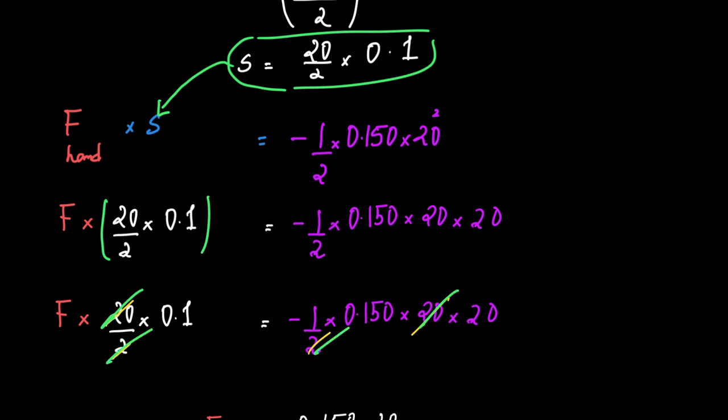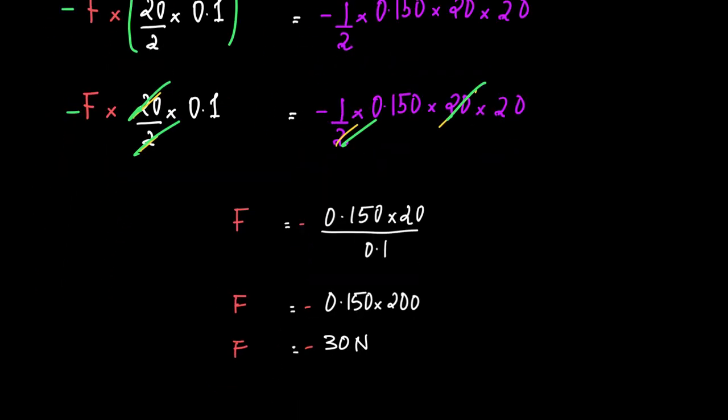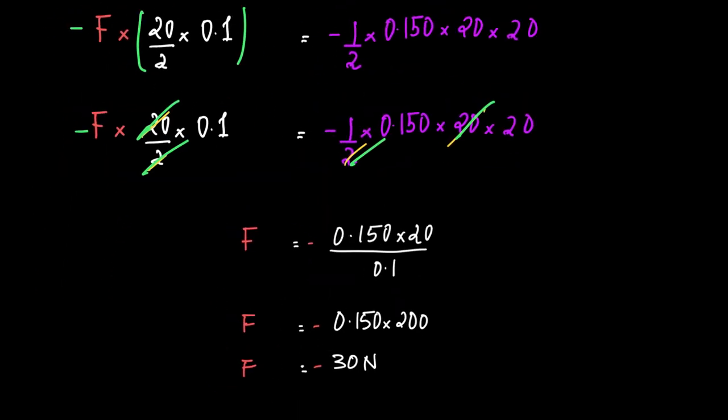Oh, there's one minus here, right? Minus, minus, and minus. So 0.150 into 20, which gives us 30. There is already a minus here, which will turn this negative into positive, which gives us F is equal to 30 newtons.